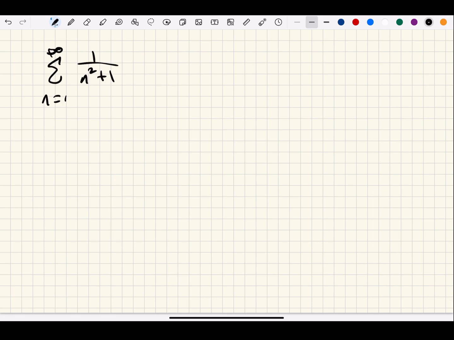Well, first of all, we might note that this function is continuous. Now, remember how I said that our arguments have to be complete. Okay, so this thing is continuous. We could graph it.